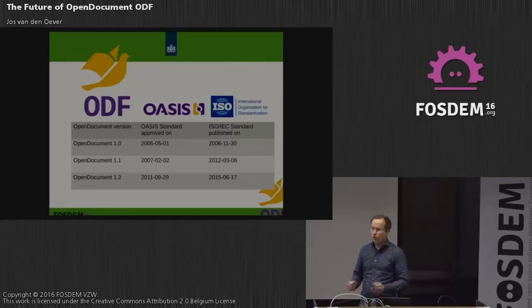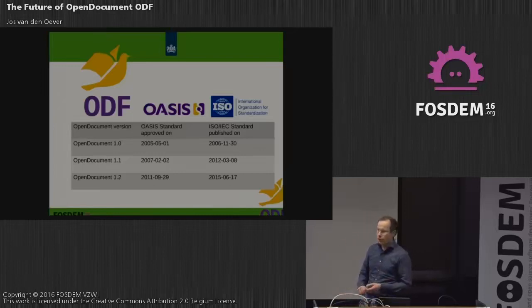At that point, we added RDF support, which means semantic information can be added to your documents. And a very important addition was to standardize the formulas in your spreadsheets. In ODF 1.1 and 1.0, there was no time to actually write down what the formulas mean and what all the functions in the formulas do. And this was added in 1.2. So from 1.2 on, it's a very, very complete and nice spec.